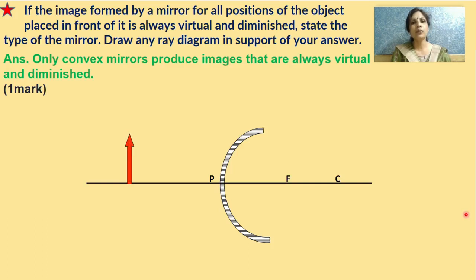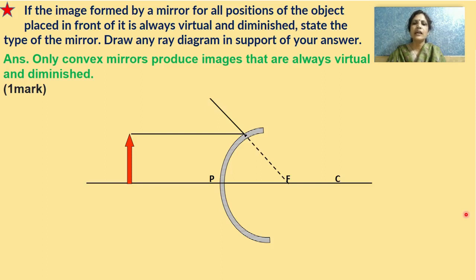Now according to the rules for drawing the ray diagram for convex mirror, the first ray is parallel to principal axis, and after reflection it will go in this manner, and it appears as if it is originating from the focus F. We'll take the second ray which is directed towards the center of curvature, and after reflection it retraces the same path.